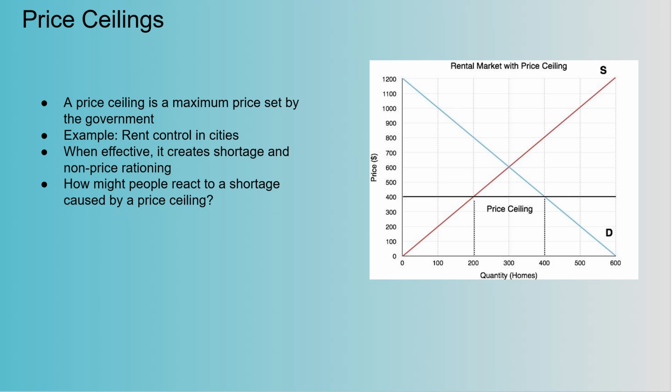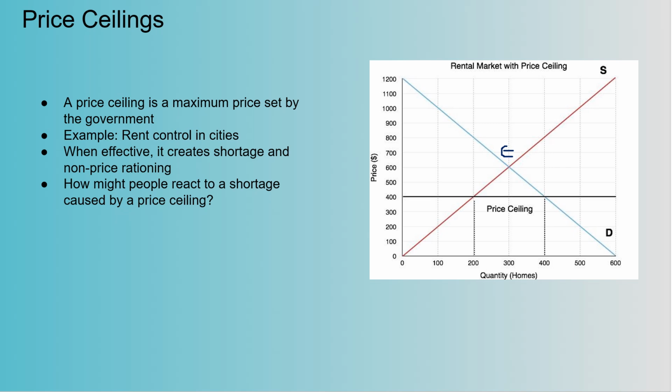Rent control in some cities is a perfect example of a price ceiling. What this graph depicts on the right is your demand curve, which shows that as the price decreases, more quantity of homes is demanded. At the same time, as the price increases, the supply of these homes increases substantially from a producer standpoint as well. Our natural market equilibrium is found at $600 and a quantity of 300 homes.